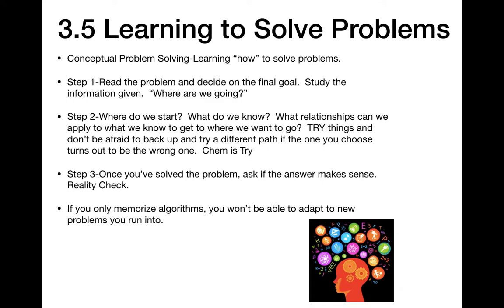So step 2, asking where do we start? What do we know? What relationships can we apply to what we know to get to where we want to go? We try things. We're not afraid to try things in chemistry. Chemists try. If you run into a dead end, you back up and you see if you can go a different path and get to where you want to go. But you just keep plugging until you are able to figure out how to get from the information in the problem to the final answer.